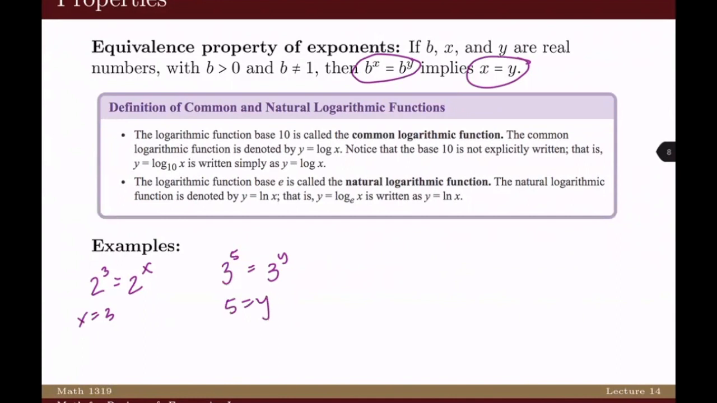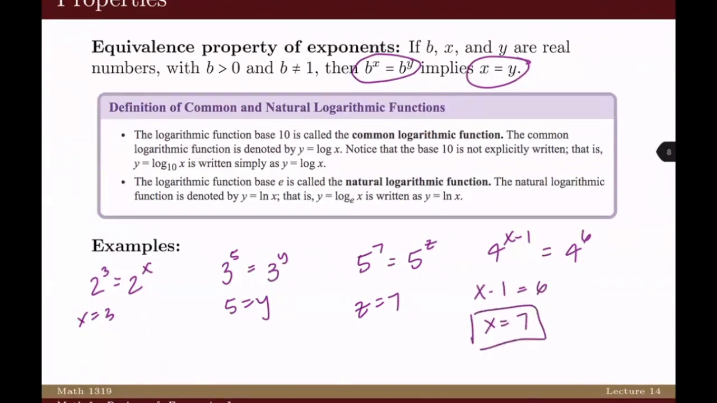All right? I can do more. 5 to the 7th equals 5 to the z. What does that mean z equals? Must be 7. They can get a little more complicated. So if you have, for example, 4 to the x minus 1 equals 4 to the 6. That means that x minus 1 must equal 6, which means x equals 7. Not too bad though, right? Once you have the bases the same, you can just look at these exponents. All right, let's keep moving on.